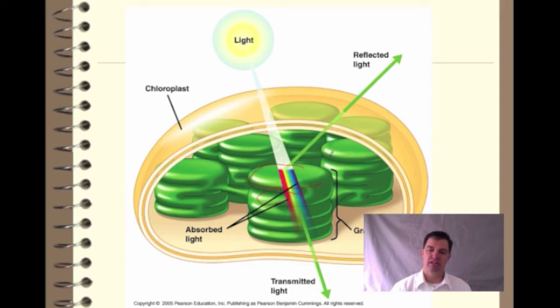Okay, so once again, here's another picture showing you the chloroplast, and these thylakoids right there. And what happens with the thylakoids is the light travels in, and as it hits this, it bounces off, and you see green.